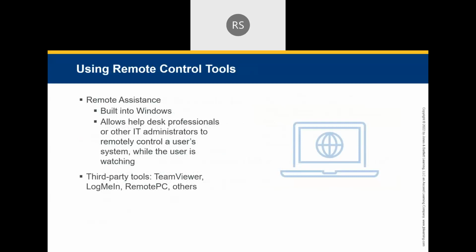Now, with remote assistance, the user remains actively engaged as they can observe the actions being performed on the system in real time. This allows for clearer communication and faster issue resolution. There are some third-party tools also: TeamViewer, LogMeIn, Remote PC. These tools offer a range of features and functionalities beyond what's provided by the built-in Windows utilities. And these may have additional features like file transfer, session recording, or multi-platform support.